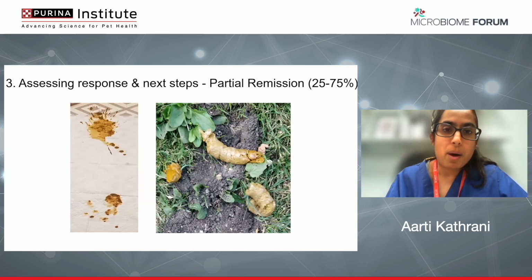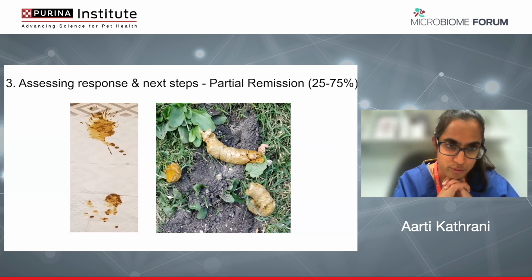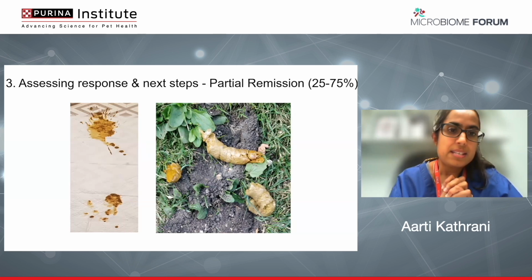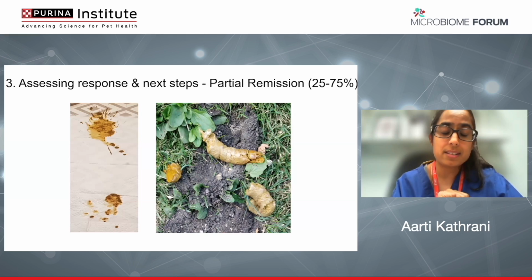The next one is partial remission. This is when they have this 25 to 75% improvement. What do we do here? This is an example of a dog that had granulomatous colitis that went into remission, but then it would sporadically have colitis episodes, and they were increasing in frequency. We changed the diet to a hydrolyzed diet, and the dog did well on the hydrolyzed diet, but it didn't quite get up to that 75% improvement.